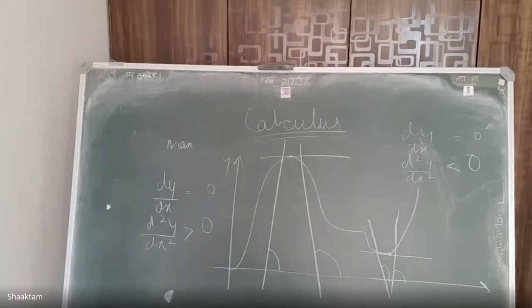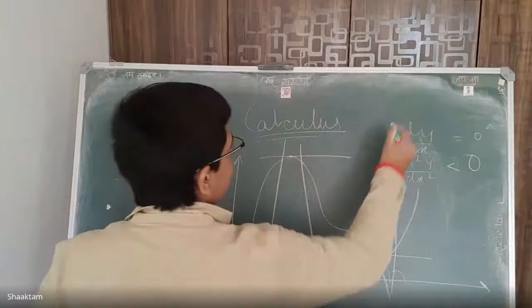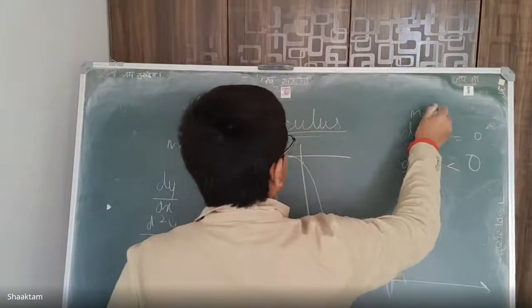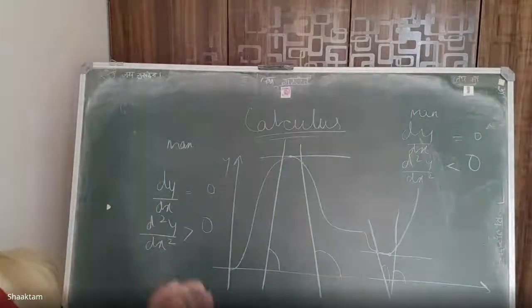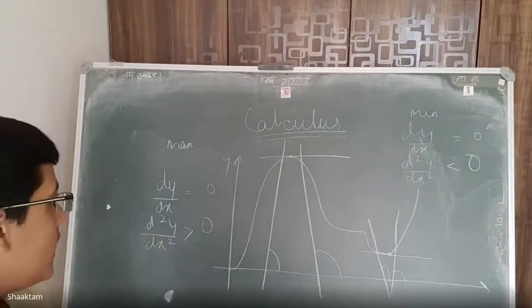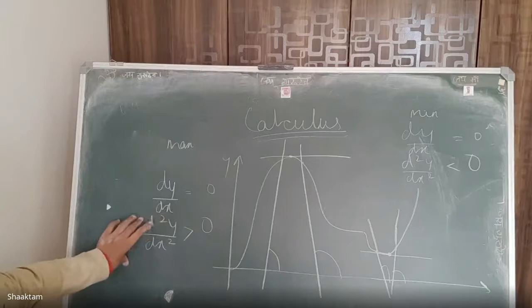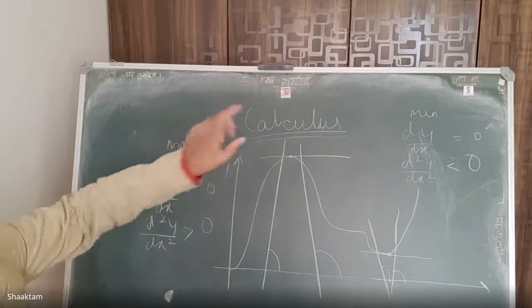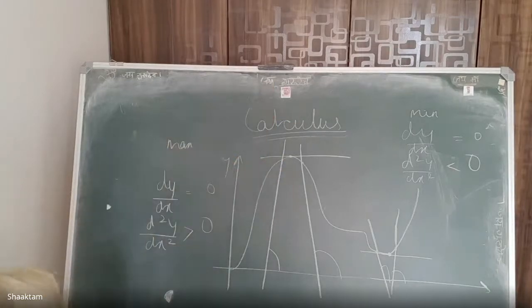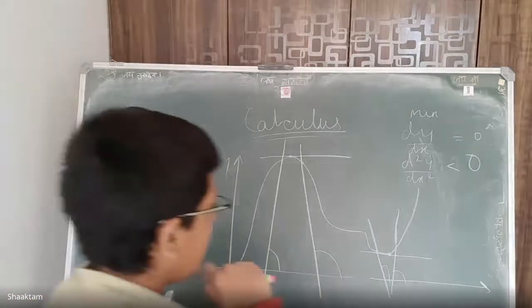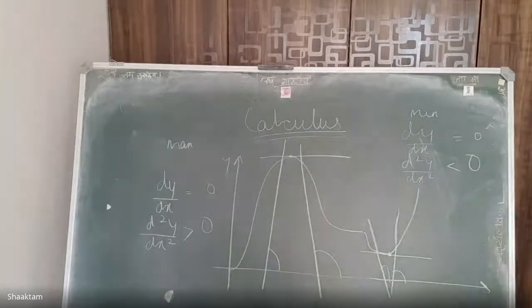So this is what you can observe, or you can simply remember this. dy by dx is 0 at maximum and minimum. This you can remember easily. But at max, d2y by dx square is negative. At min, d2y by dx square is positive. Fine? So those are the conditions of what happens at a maximum, what happens at a minimum.